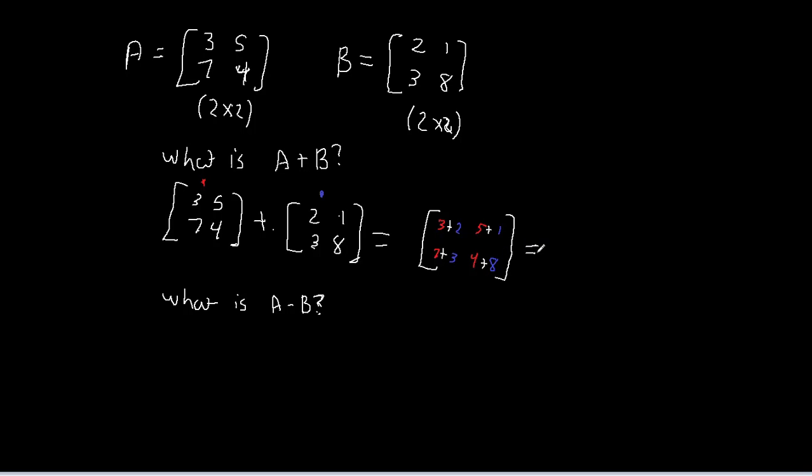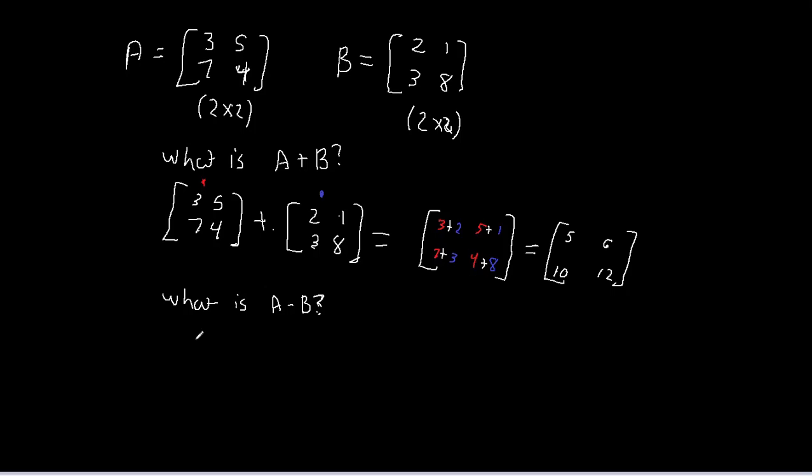And so if we do the math on that, our resulting matrix, again, we don't change the dimensions, and they have to be equal. So this 2 by 2 output is going to be 3 plus 2 is 5, 5 plus 1 is 6, 7 plus 3 is 10, and 4 plus 8 is 12. So this would be the resulting answer. Okay, hopefully that made sense. If I went too fast, go back and rewatch this problem before we move on to subtraction.